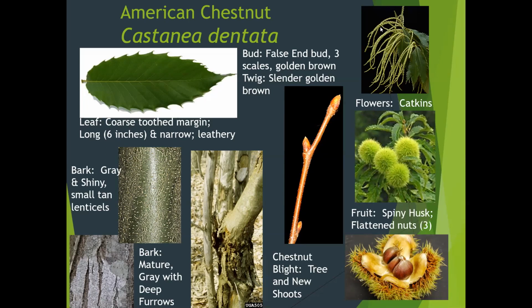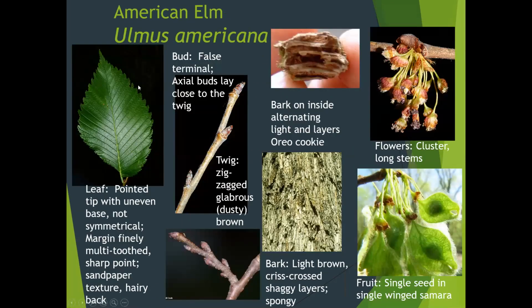Another tree in this category that's on your list is the American elm, and this has doubly dentate leaves. You can see its pinnate venation. But the most distinguishing characteristic of this tree is that it has this uneven base. So it's not symmetrical. There's varying degrees of it being not symmetrical.